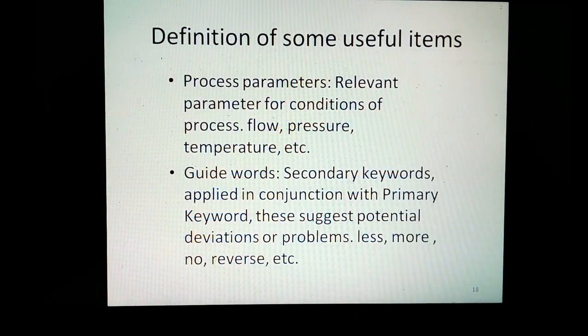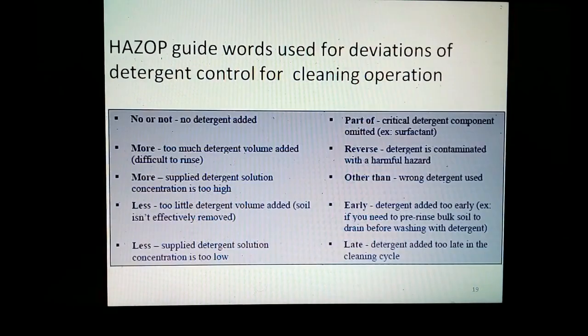Process parameters. The process parameters are the relevant parameters for the conditions of the process. For example, voltage, data, direction, etc. Guide words. The guide words, or secondary keywords, are applied in conjunction with a primary keyword. These suggest potential deviations or problems. For example, less, more, no, reverse, etc. HAZOP guide words used for deviations of detergent control for cleaning operation.